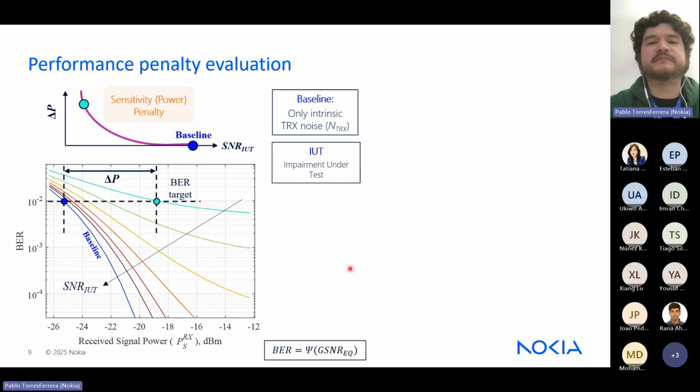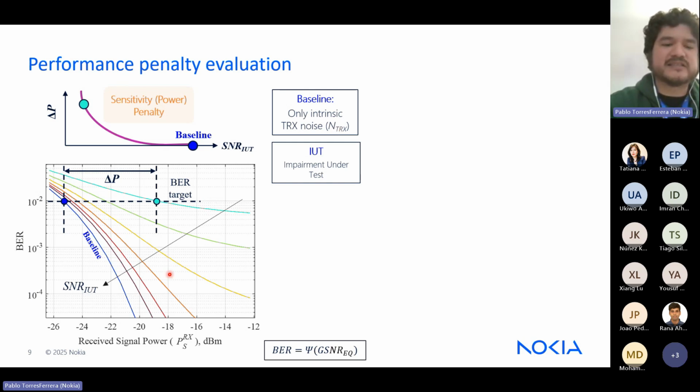What we use as a metric in order to evaluate the performance of the system. Normally the bit error ratio is one of the common metrics, or the Q factor, but we consider it more useful to use the sensitivity penalty or the OSNR penalty in order to measure the accuracy of our models. So what is the sensitivity penalty? Let's consider here that we have a baseline case in which we have only intrinsic transceiver noise, which is a noise that we cannot get rid of.